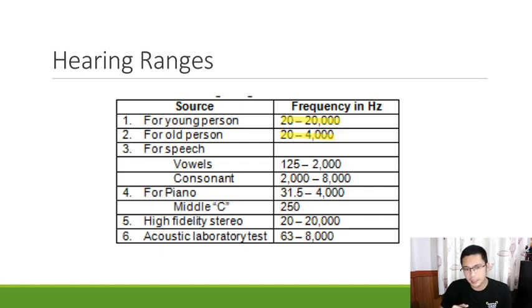So yung mga matatanda na nabibingi na, most likely, yung hindi nila naririnig na sound is yung mga nasa mataas na frequency. So ito, pag nagsalita tayo, for speech, that's 125 to 2,000 Hz. Consonants, 2,000 Hz to 8,000 Hz. For piano, ito yung range ng sa piano. Middle C natin, nasa 260 something. Pero approximately, nasa 250 Hz yung middle C natin.